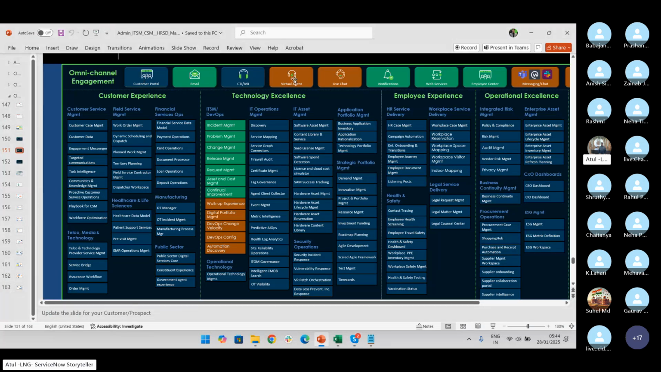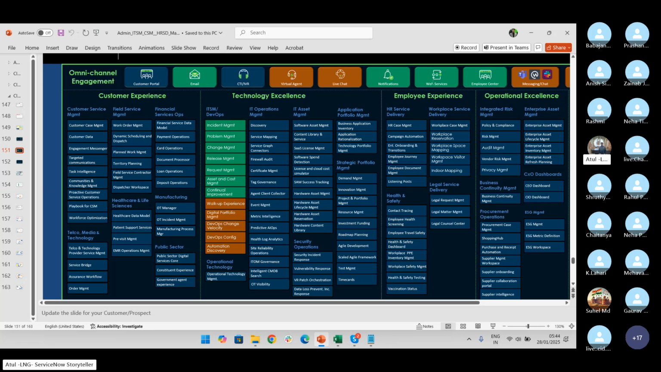Then the virtual agent, your chatbots, your live agents. Sometimes it is better to write, not to speak. You get the notifications. Incident arrived in your queue or via email.